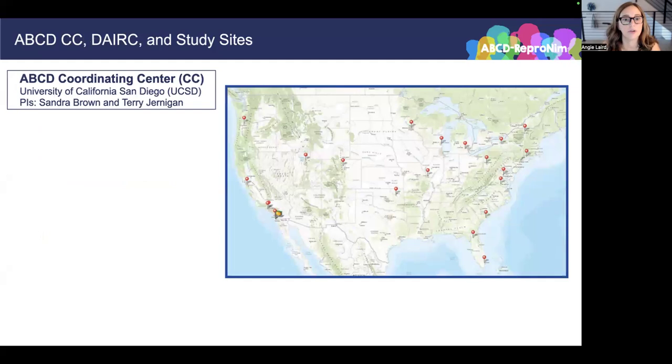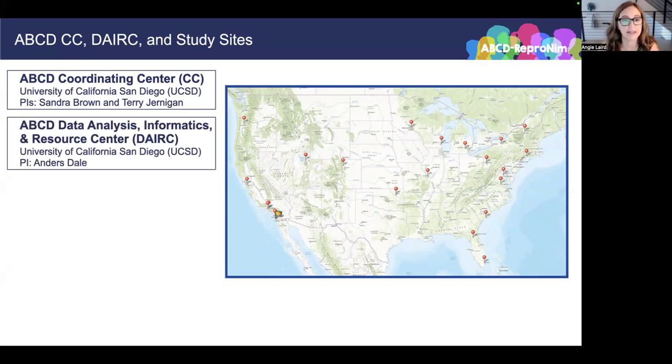To accomplish these goals, the ABCD Research Consortium consists of 3 separate entities. First is the ABCD Coordinating Center, or CC, which is based at the University of California, San Diego, and is charged with coordinating the scientific and administrative activities of the ABCD study. The CC provides the organizational framework for the management, direction, and overall coordination of the National Multi-Site Consortium. The ABCD-CC is led by Dr. Sandy Brown and Terry Jernigan.